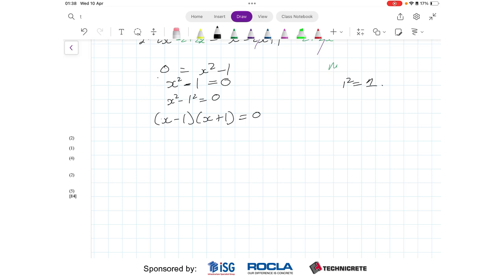If you use the FOIL method to expand out these brackets, you will return right back there. So essentially, we haven't really done much. We just found a different representation for the question. Thus, you find that x minus 1 is equals to 0, or x plus 1 equals to 0, which tells you x is equals to 1, or x equals to minus 1.